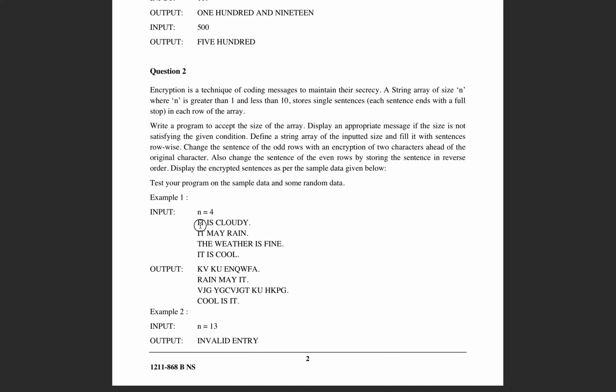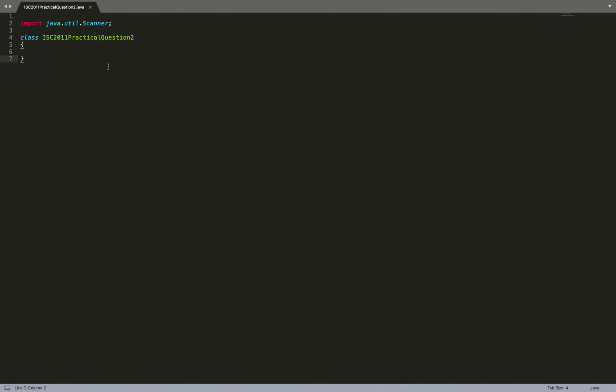Change the odd rows with an encryption of 2 characters ahead of the original character. So if you see, if it is I J K, I plus 2 is K. T U V, so T plus 2 is V. Similarly Y Z A. If you are crossing the limit of the alphabet, then you come back to the starting, which is A. So Y, Z, and then back to A. Okay, so I'll get coding now.